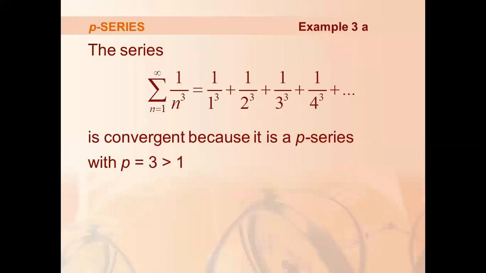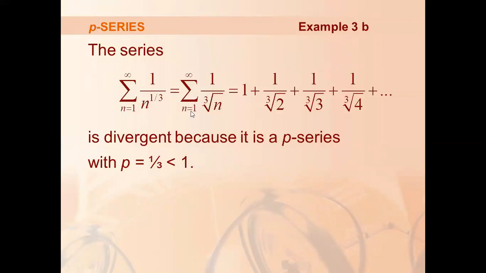Next example is example 3a. The series sum of 1 over n cube, n equal to 1 to infinity, is a P series with p equal to 3, and 3 is greater than 1. So this series is convergent. We don't need to prove the series to be convergent. We just apply the result and show that it is convergent. The next example is the series sum of 1 over n^(1/3), where n is from 1 to infinity. Now this is a P series with p equal to 1/3, which is less than 1. So by result 1, this series is a divergent series.